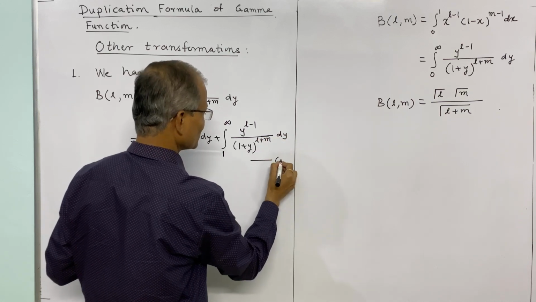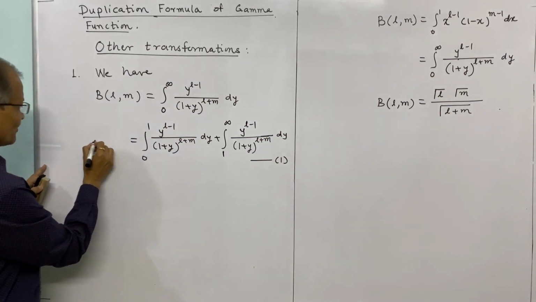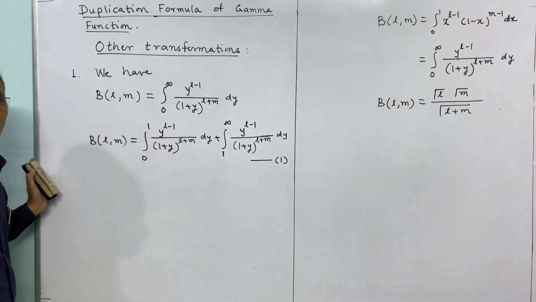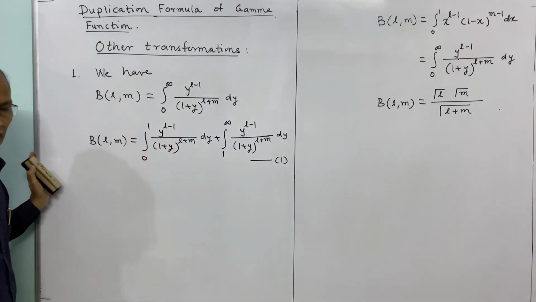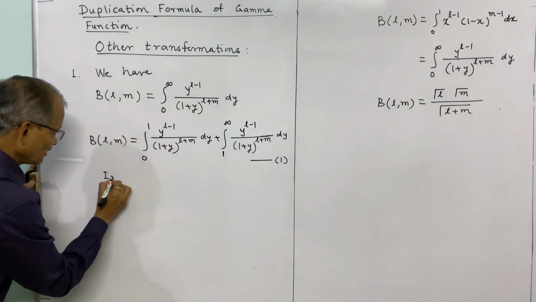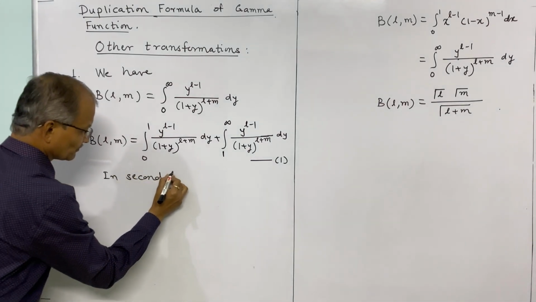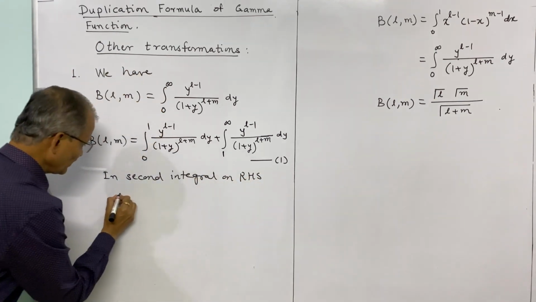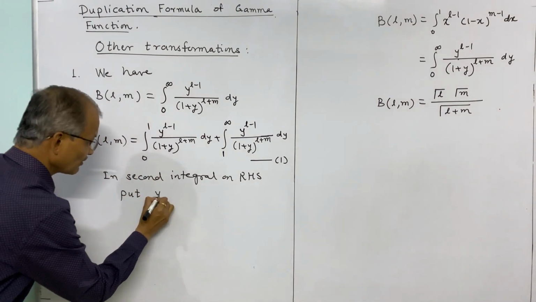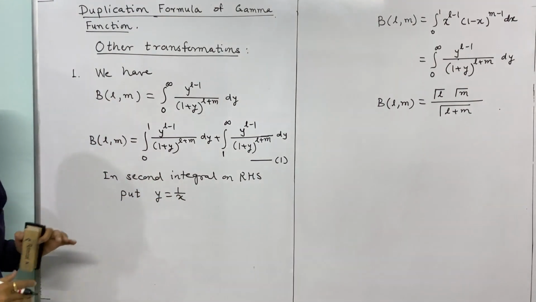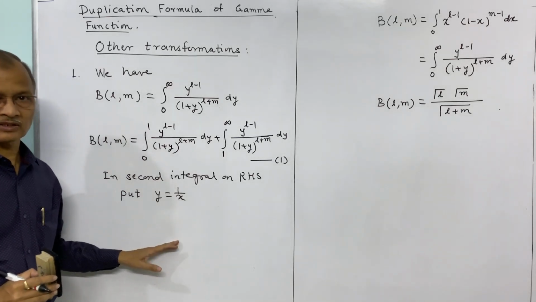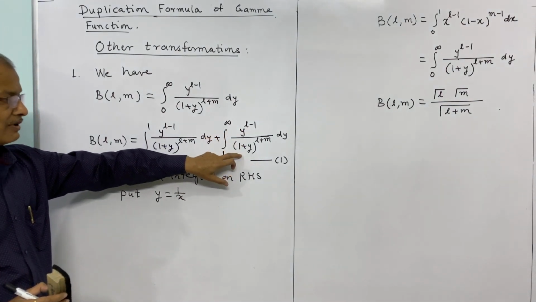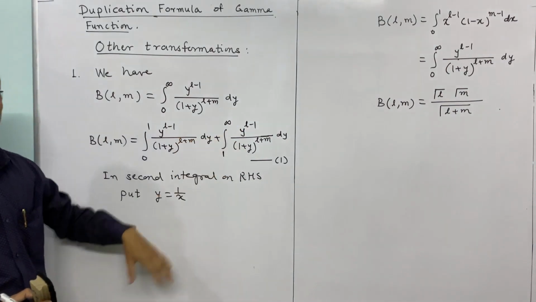Now we shall call this equation 1. The left side is beta of L and M. In the second integral we use a substitution because we want the limits to be the same. In the second integral on the RHS, we put y equal to 1 by x. If you use this substitution, we have to change dy to dx, put the value of y in terms of x, and also check the limits.